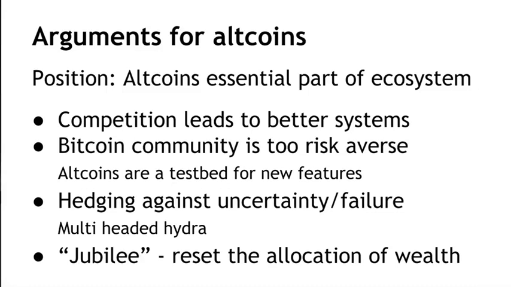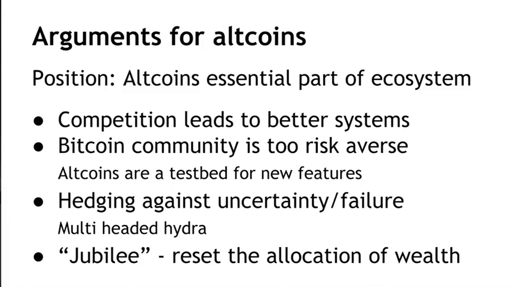A reason to use an altcoin rather than simply trying to build new features into Bitcoin is that the Bitcoin community is somewhat risk averse to adopting new features. If you have a new feature you want to try out, it's a lot easier to simply implement it in an altcoin and see how it fares than to try to convince the Bitcoin community to accept this as a change before it's been tested. In this sense, altcoins are like a research and development testbed for potentially new Bitcoin features.